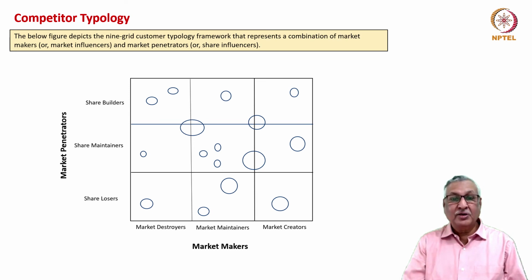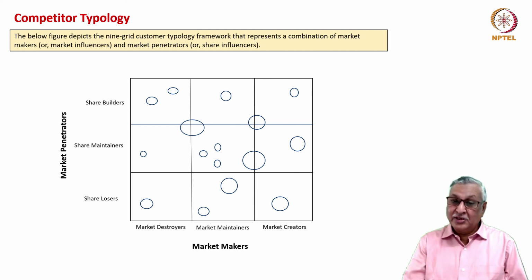One could be a market maintainer and could be a share builder. One could be a market maintainer and could be just a share maintainer. One could be a market maintainer but could also lose shares. As you can see from this, most of the firms would be in the market maintaining and share maintaining cell. And the companies which are there in the share building and market creating mode would be 1 or 2.